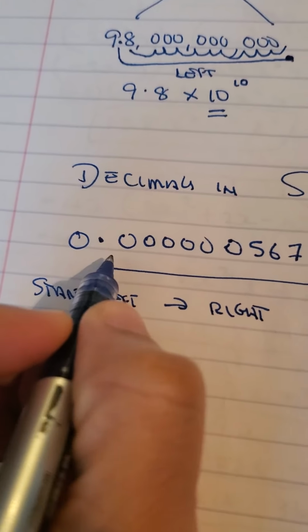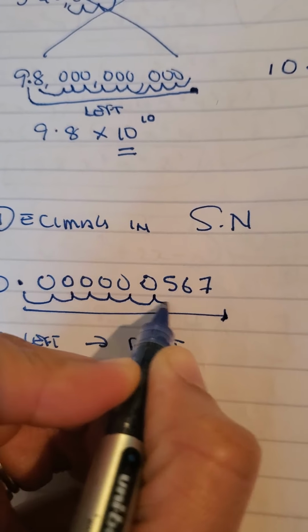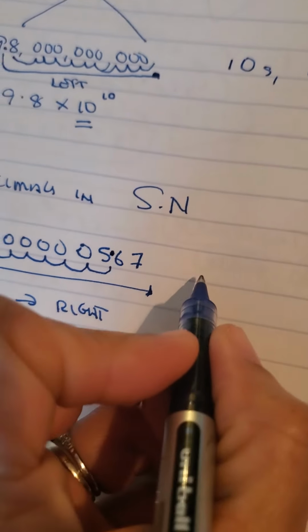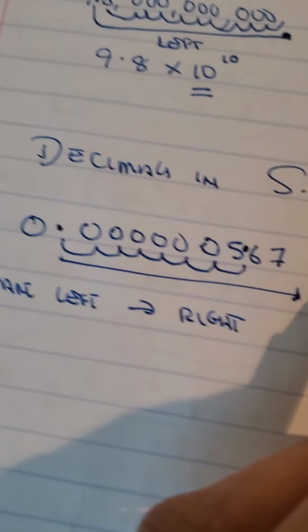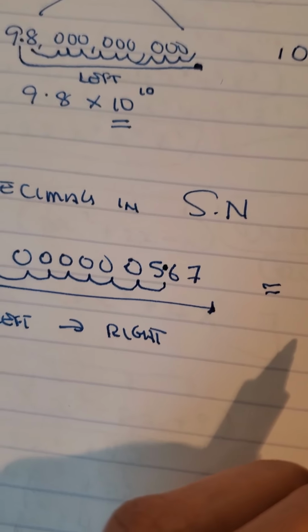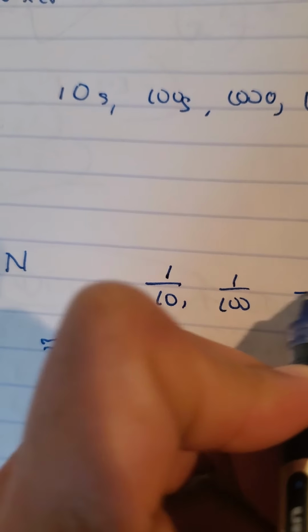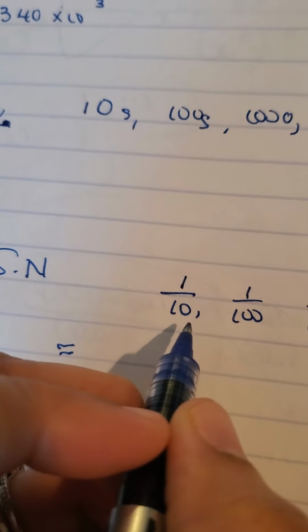So let's see how many places we're going to go. 1, 2, 3, 4, 5, 6, 7. Now, because we're going in the opposite direction, our power is actually going to be different. When we're dealing with whole numbers, we're dealing with tens, hundreds, thousands, 10,000s. And when we're dealing with decimals, we're dealing with tenths, hundredths, thousandths. If we remember our rule of exponents, 1 over 10 is the tenths, 1 over 100 the hundredths, 1 over 1,000 the thousandths.